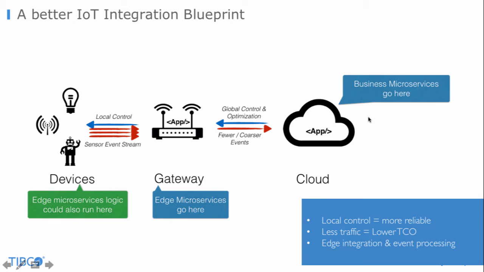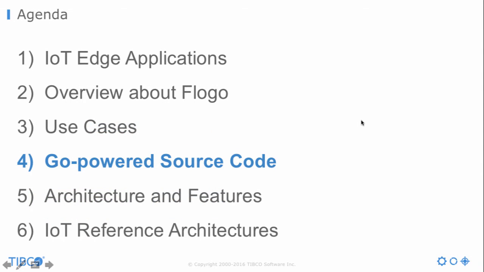And on the other side, in the cloud, you build your microservices, and these only communicate with the gateway sometimes, so much less than before. And therefore, you have local control, which is much more reliable. You have less traffic, which is lower TCO. And you can do edge integration and event processing here really at the edge and on site, and not sending everything to the public cloud first. That's basically a short overview about the use cases behind Flogo.